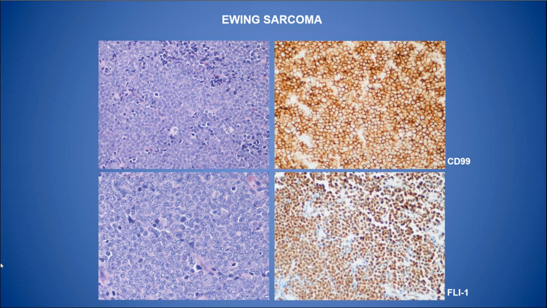And here we see the classic immunohistochemical profile of Ewing sarcoma. They have diffuse and strong membranous staining by CD99, as well as robust nuclear staining with FLI1.